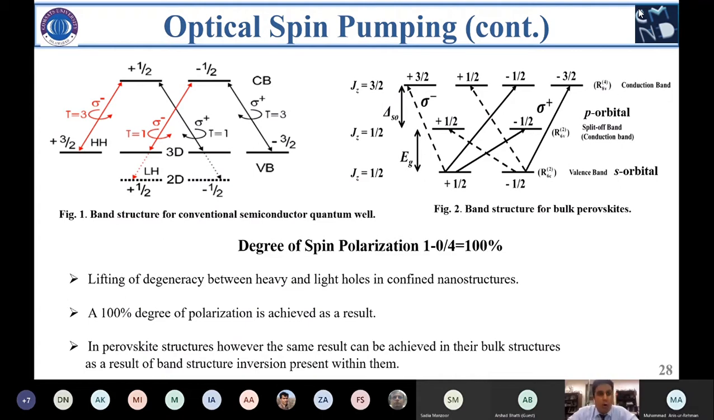There is no spin pumping into the other state. So all the polarization that there is is in this one state. So this gives you 100% degree of spin polarization, which is quite favorable for spintronic devices.